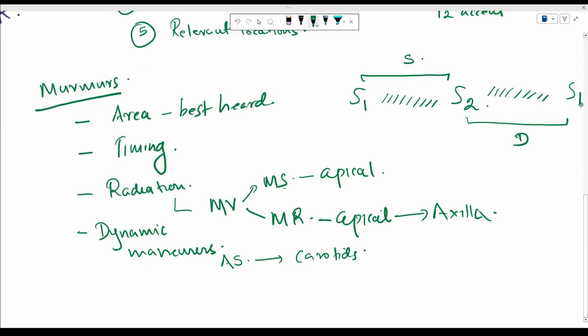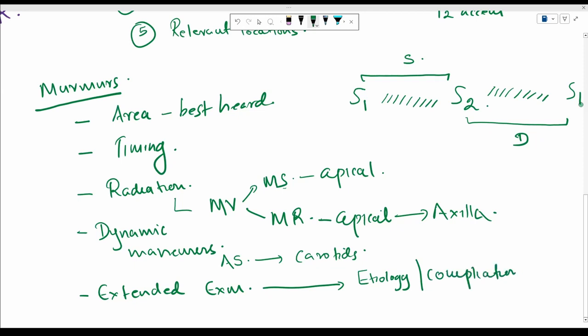Then you have to go for an extended examination. Now, what do I mean by an extended examination? Let's say now you have found out that there is a murmur and you've concluded that it could be an MS or an MR or an AR or an AS. Now, the extended exam actually targets to find what is the etiology and are there any complications.